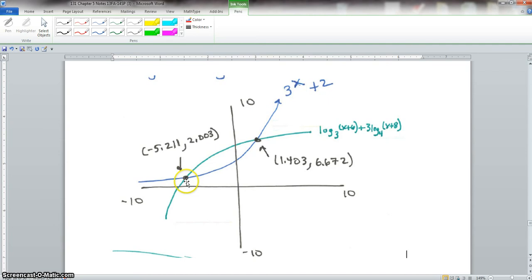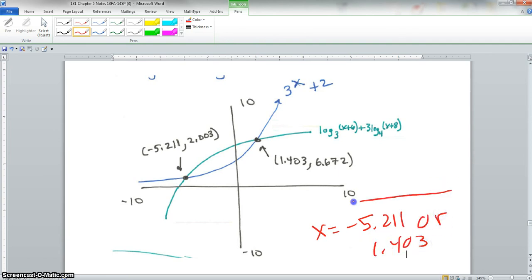This graph here represents 3 to the x plus 2. This graph here represents the log base 3 of x plus 6 plus 3 log base 4 of x plus 8. Now, you get their intersection points. We have 2 intersection points here. One is at negative 5.211, comma 2.003, and the other is 1.403, comma 6.672. So our final answer will give us x is equal to negative 5.211 or 1.403. And that would be our final answers. And we're done.